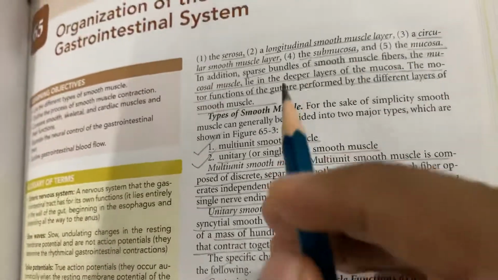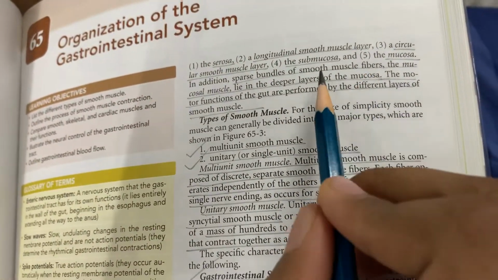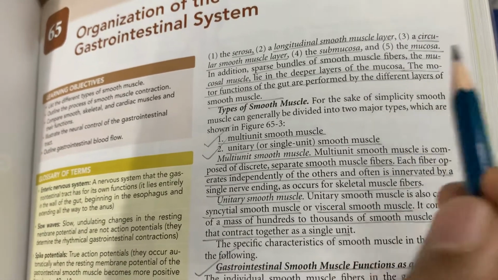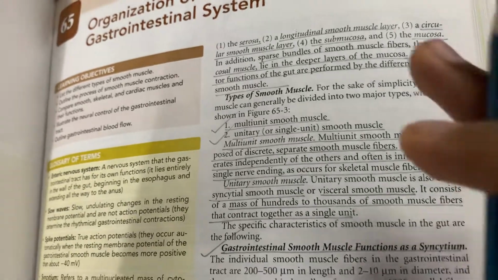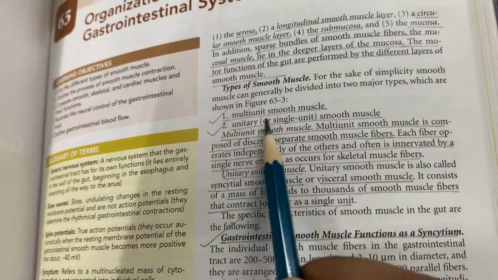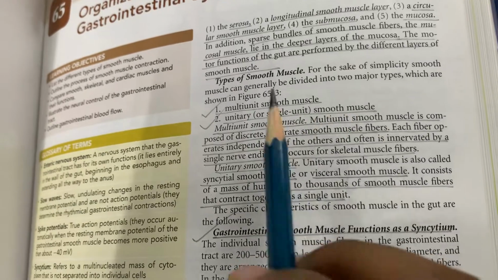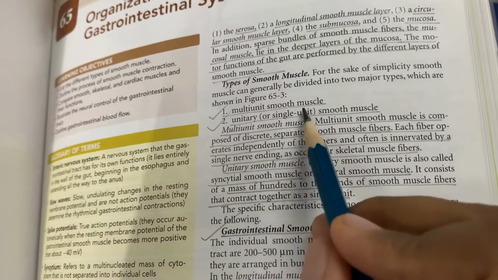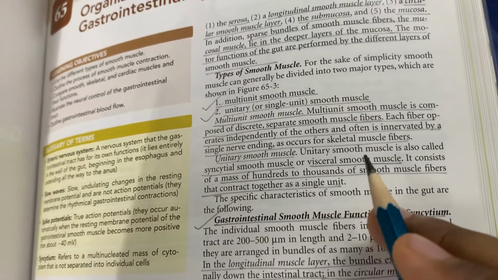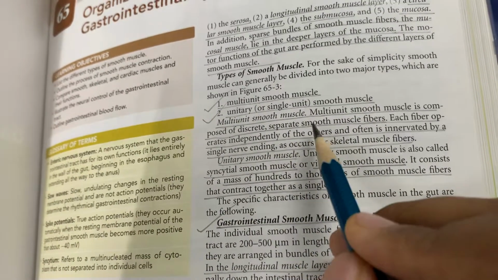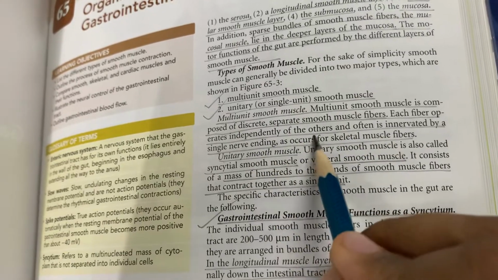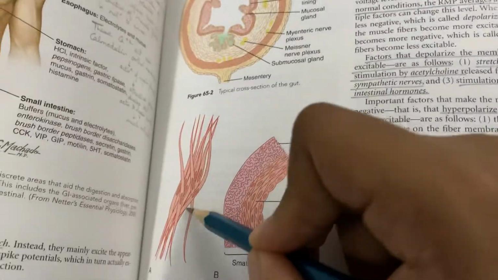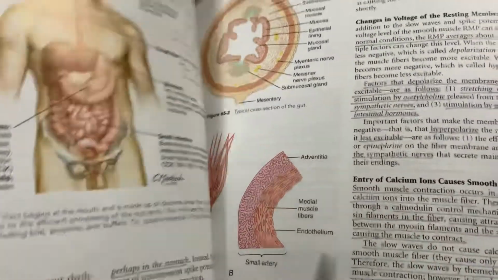Now we have to understand that sparse bundles of smooth muscle fibers, the mucosal bundle, lie in the deeper layers of the mucosa. So what are the types of smooth muscles? We have multi-unit smooth muscles and single unit smooth muscles. So multi-unit means there are many units of smooth muscles. Each unit has separate innervation by a single nerve ending, and each fiber operates independently of the others. Okay, it is composed of discrete smooth muscle fibers. So you can see the diagram, all of them are discrete smooth muscle fibers.